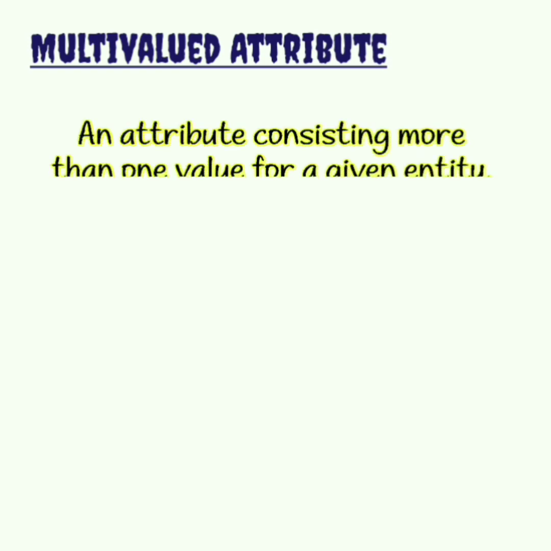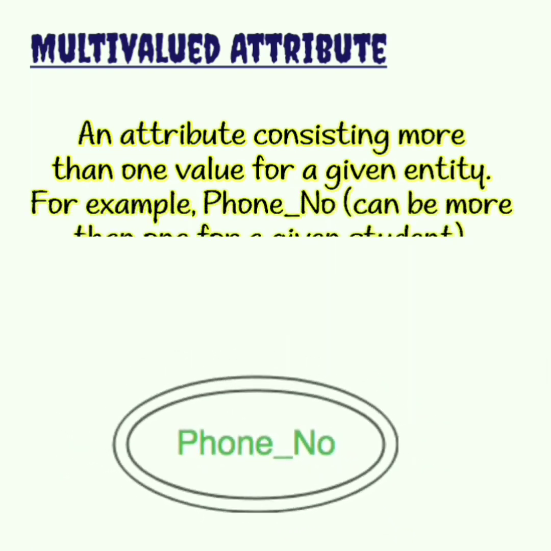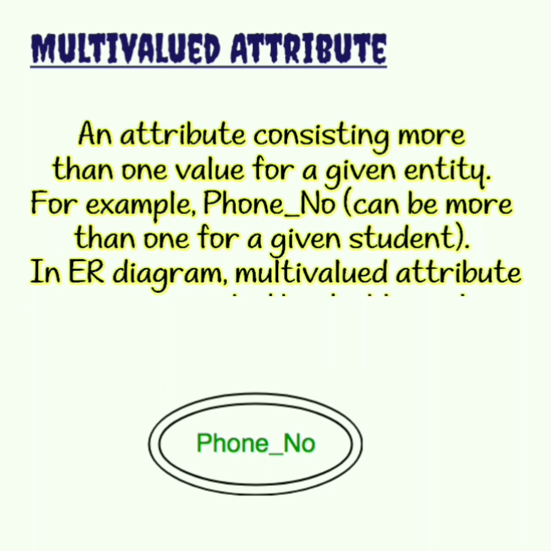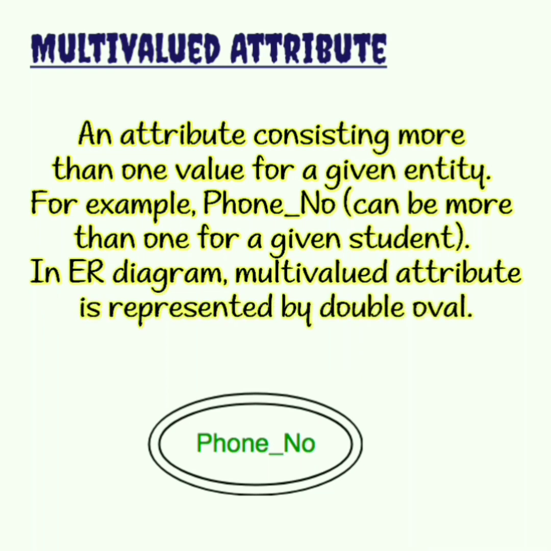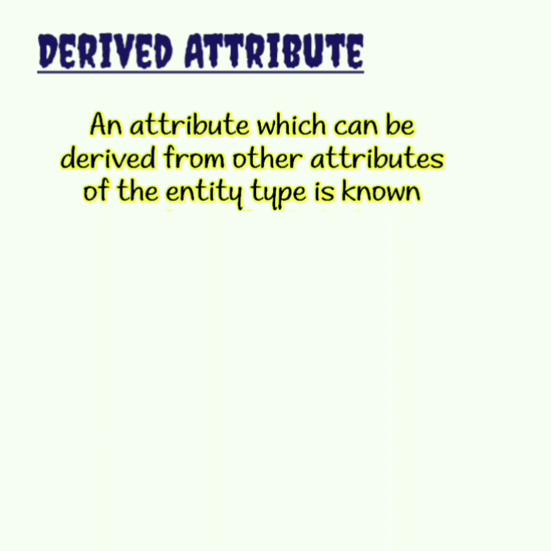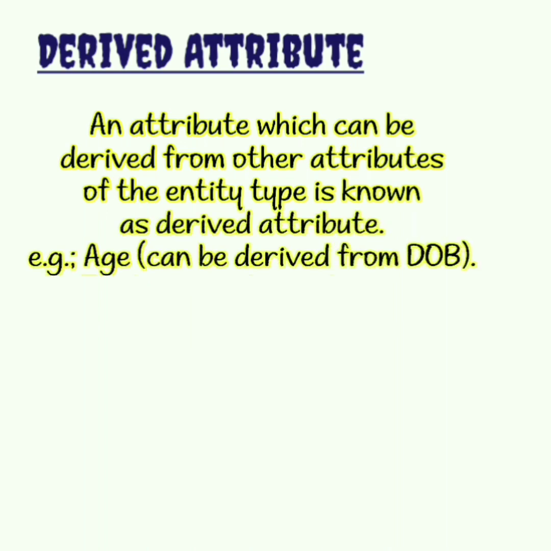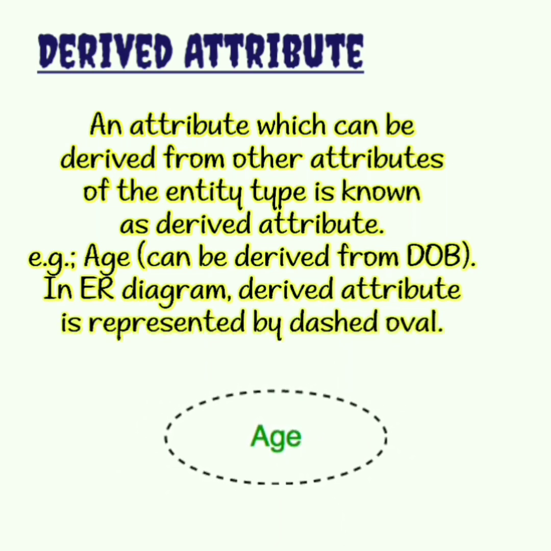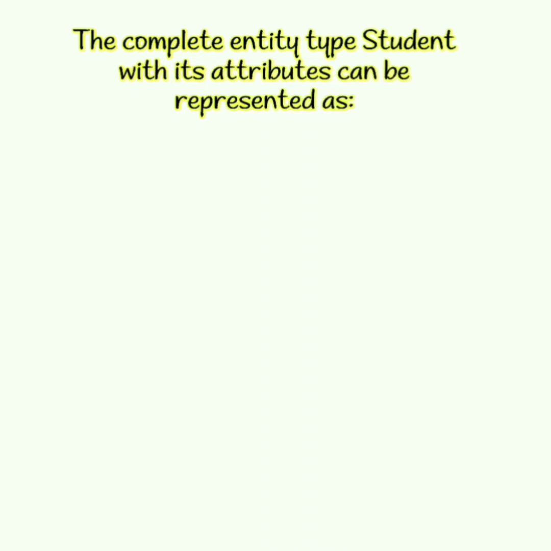Multivalue attribute: an attribute consisting of more than one value for a given entity. For example, a student can have more than one phone number. In an ER diagram, a multivalue attribute is represented by a double oval. Derived attribute: an attribute which can be derived from other attributes of the entity type is known as a derived attribute. For example, age can be derived from date of birth. In an ER diagram, a derived attribute is represented by a dashed oval. The complete entity type student with its attributes can be represented as the following diagram.